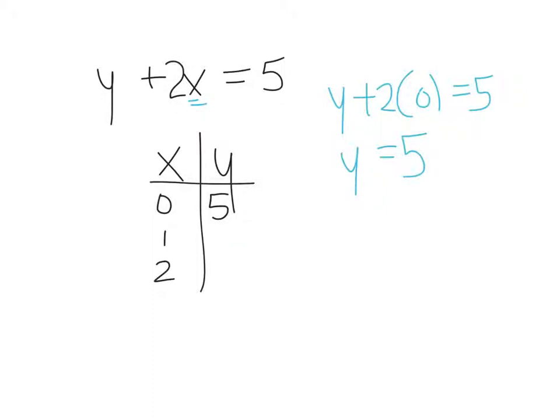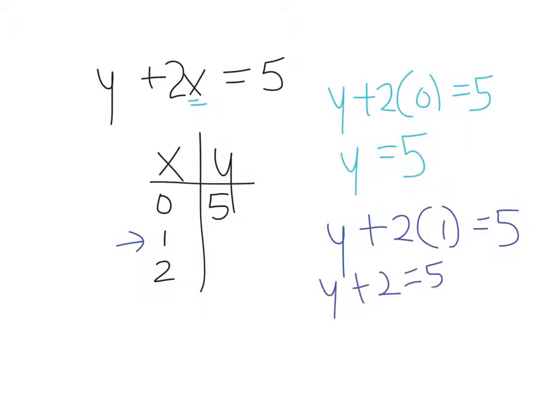Now let's try with this one here. Instead I have now y, don't know what y is yet, plus 2 times 1 is equal to 5. So y plus 2 is equal to 5. Y is going to be equal to 3. I'll subtract 2 from both sides. So when x is 1, y is going to be 3.